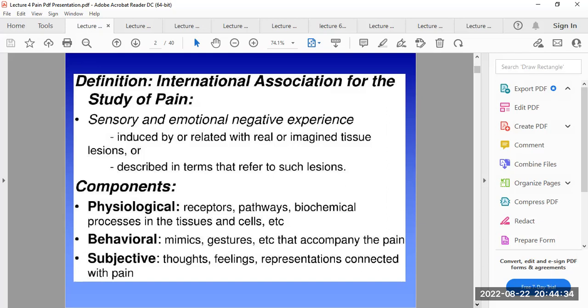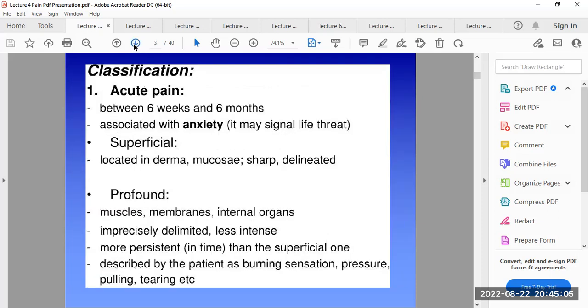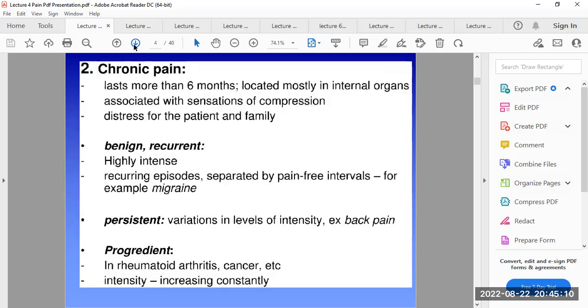Some of the components of pain include the physiological, which are the physical aspects that we feel: receptors, pathways, body pain, and something related to that. Behavioral, those are the gestures and mimics that we portray that accompany pain, and then some subjective aspects, which go to thoughts, feelings, as well as the way we perceive pain. It's also very important.